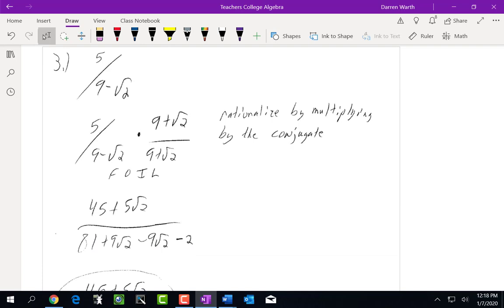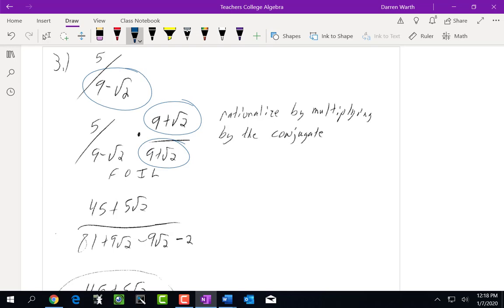Okay, number 3, the directions say rationalize the denominator. So remember, you're going to rationalize your denominator by multiplying by the conjugate. So remember, those conjugates are half and opposite. So here's my denominator, and I'm going to go ahead and multiply by its conjugate. Well, the conjugate is that half and opposite, so I'm going to multiply both numerator and denominator by 9 plus the square root of 2.